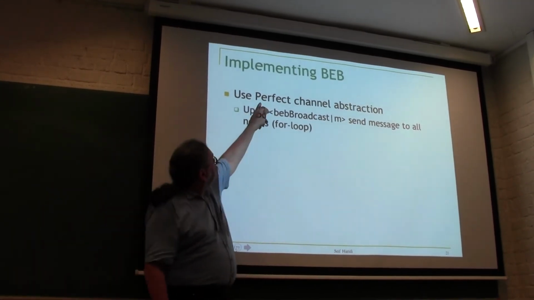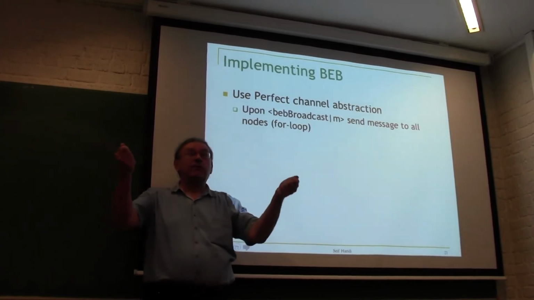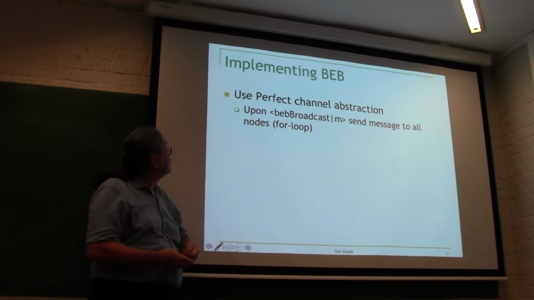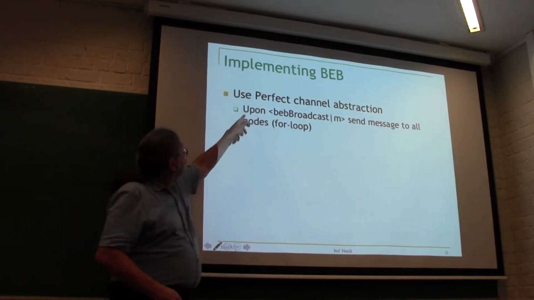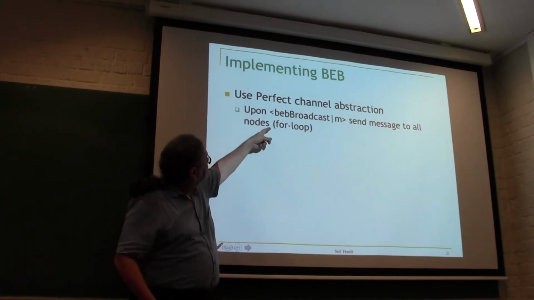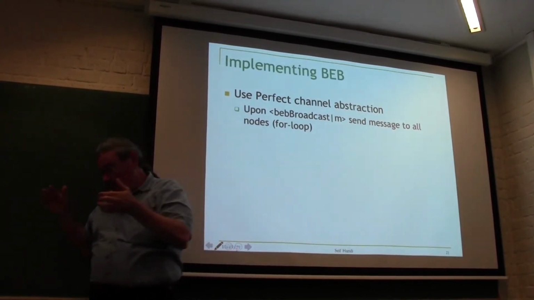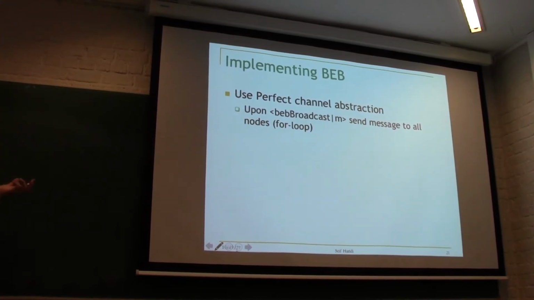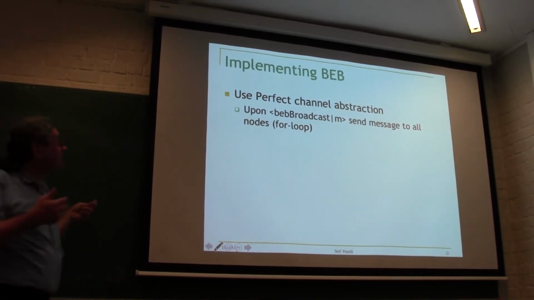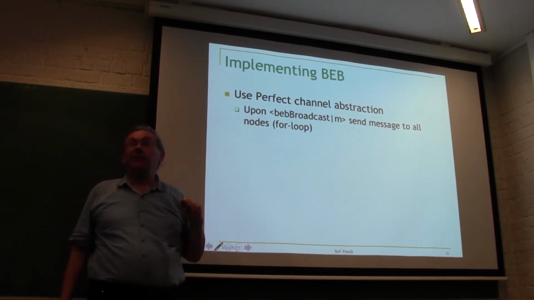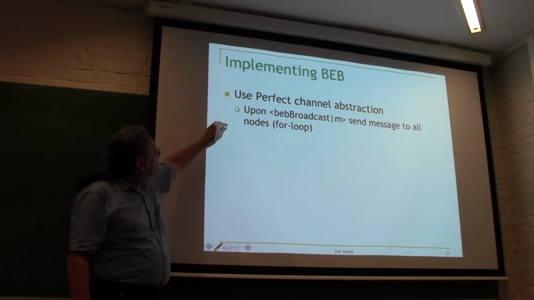So we're going to use the perfect channel. Remember we saw this perfect channel, that when you send a message it receives exactly once the message. Okay, so we're going to use that, and we're going to have a simple for loop to send messages. For p element of the set of all the nodes, send it. That's it. And each node will receive and deliver. So that is totally trivial code. It's really the simplest code.